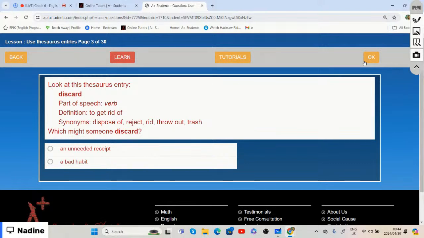So if you look at this word discard, which might someone discard? Would they discard an unneeded receipt, or do they discard a bad habit? What would they discard? An unneeded receipt that they've used already, or a bad habit?